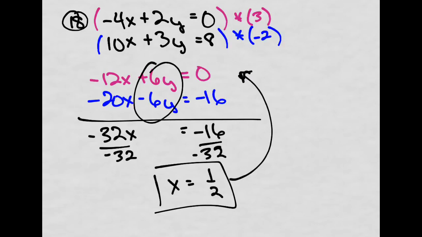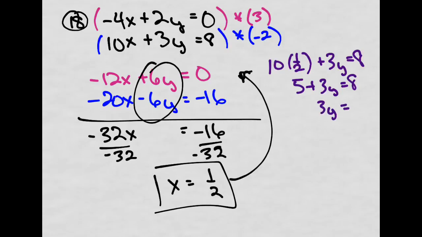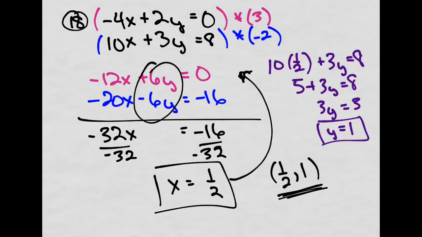Either one of those equations, plug back in. I'm going to change colors here just so you can see it. So 10 times 1/2 plus 3y equals 8. So I use the second equation again. So that's going to be 5 plus 3y equals 8. 3y equals 3 and y equals 1. That's all that algebra that we've been doing for a long time now. Again, x and y, so we want to make sure we put this in coordinate form. So 1/2, 1, that would be our coordinate pair.